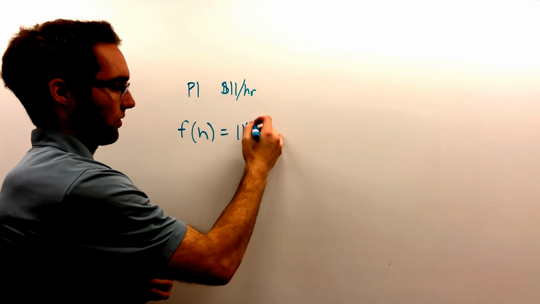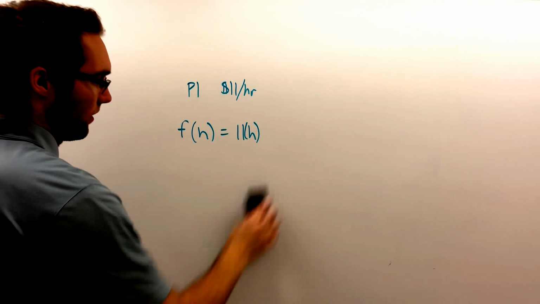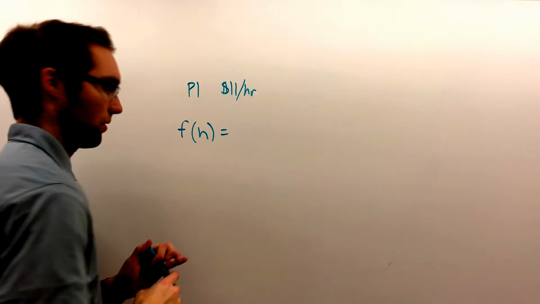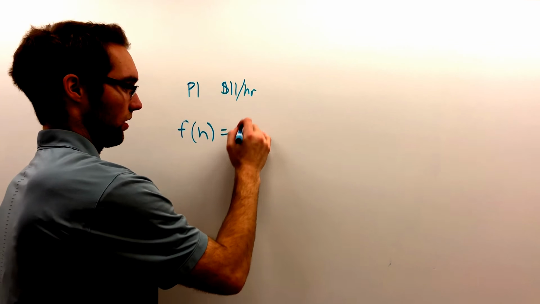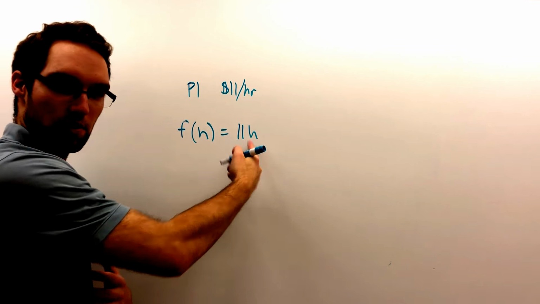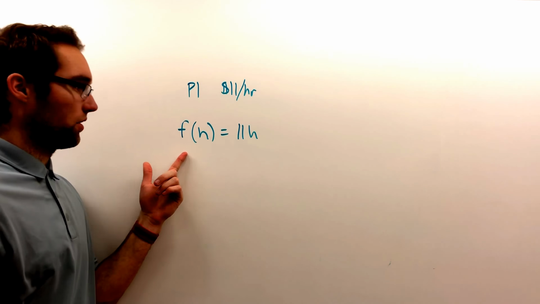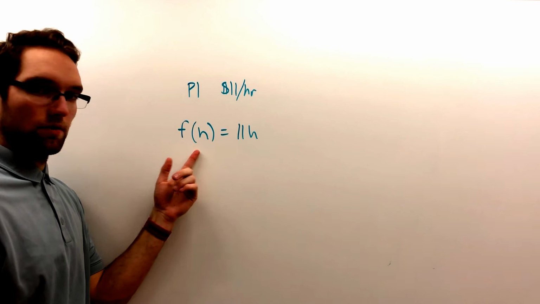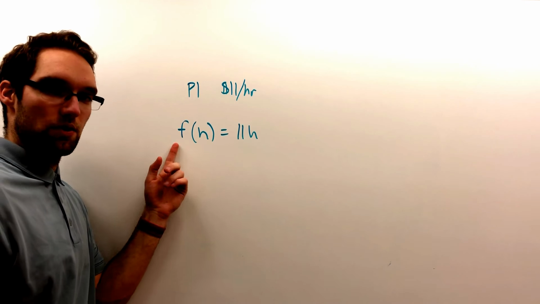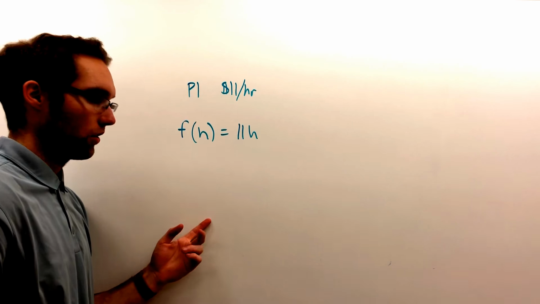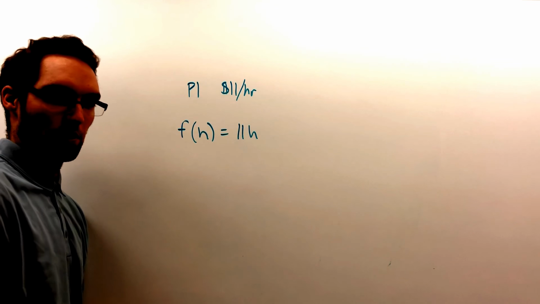I'll put this in parentheses. That looks kind of ugly, sorry. What I'm trying to get at is it'll equal 11 times the number of hours that we work. So this is the notation that represents the function that we did earlier when we wrote it out with the squiggly brackets.